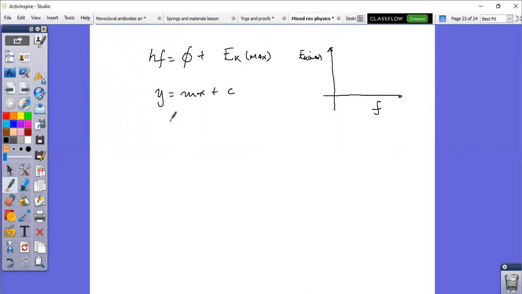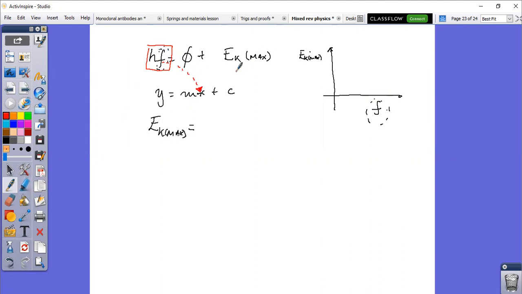So the first thing you've got to do is you've got to rearrange it. On the y-axis, I've got EK max. Yes. On the x-axis, I've got something related to frequency. So frequency in my formula is here. So this here will take up the place of my hf. Yeah, well, sorry, my hf will take up the place of my mx, because the f corresponds to the x.